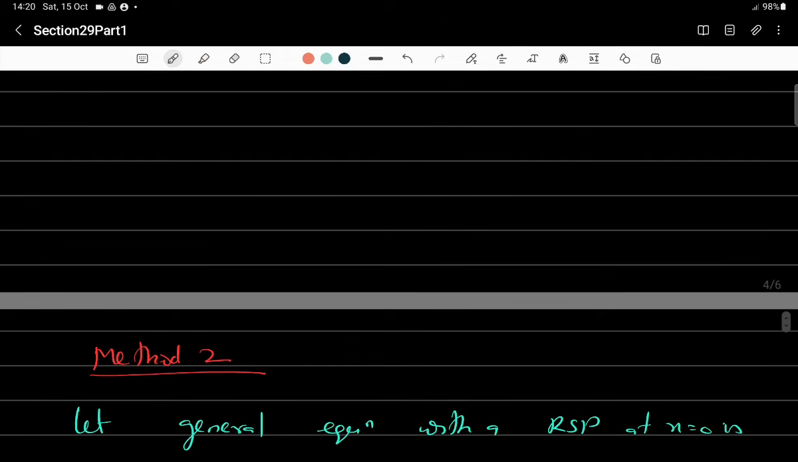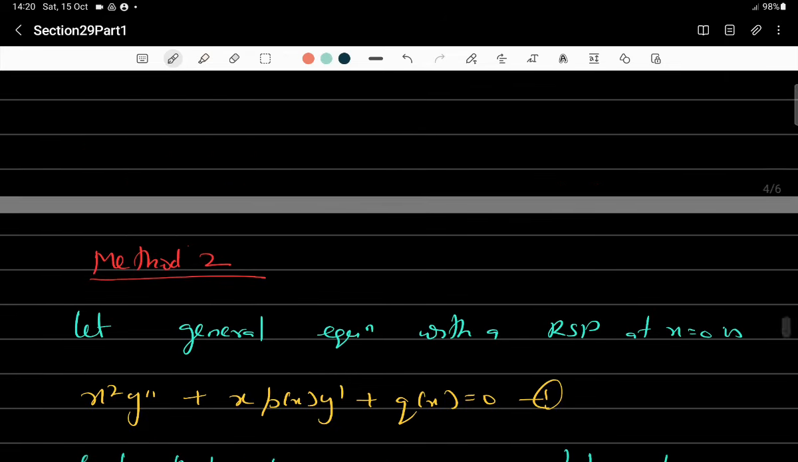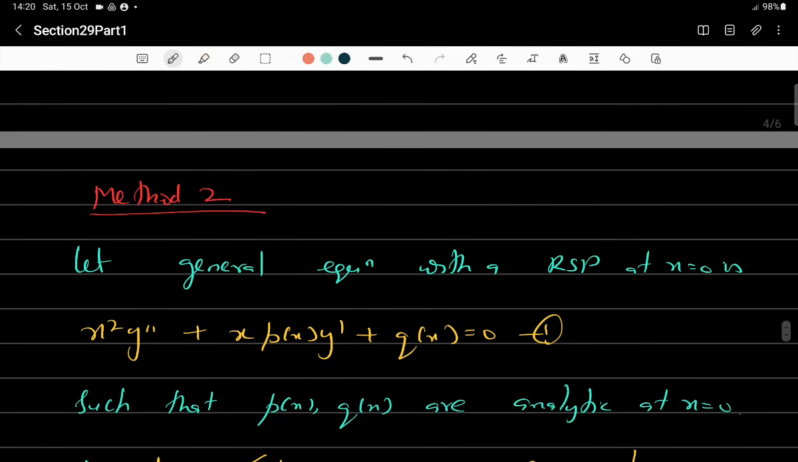So in that case, to save our time, there is another method. This method says: let the general equation with a regular singular point at x equal to 0 look like x square y double dash plus x p of x y dash plus q of x y is equal to 0. Let's say I have an equation of this form, where p and q are analytic at x equal to 0.